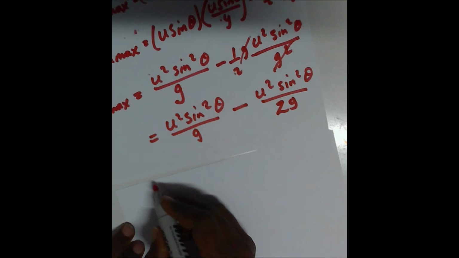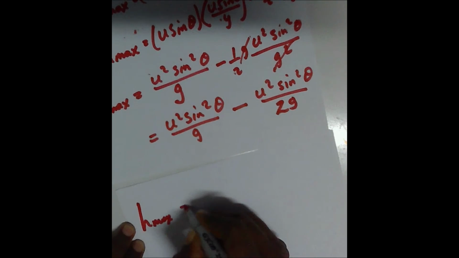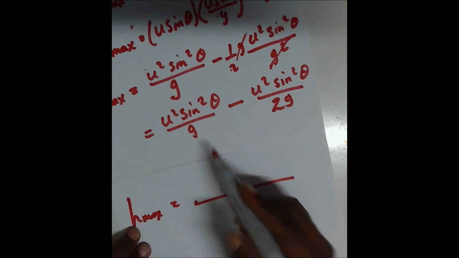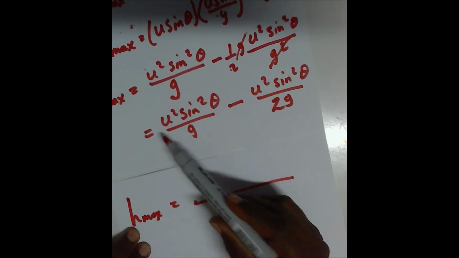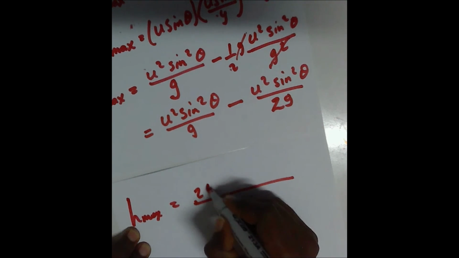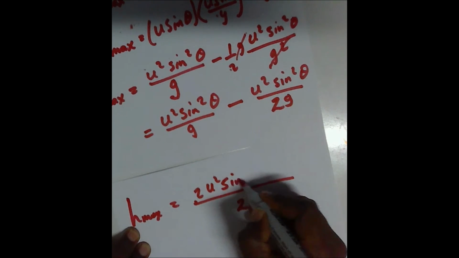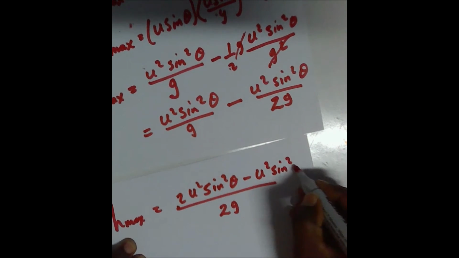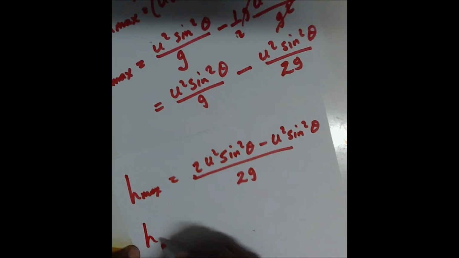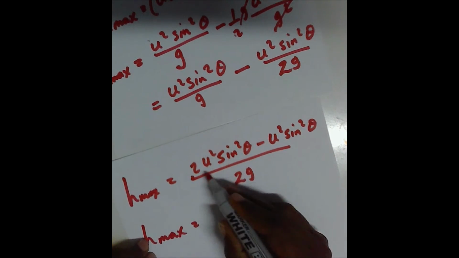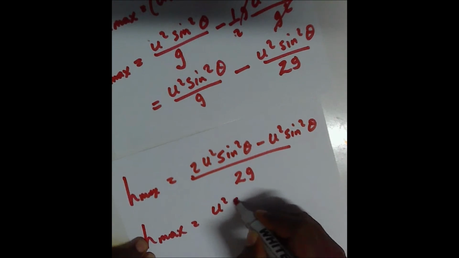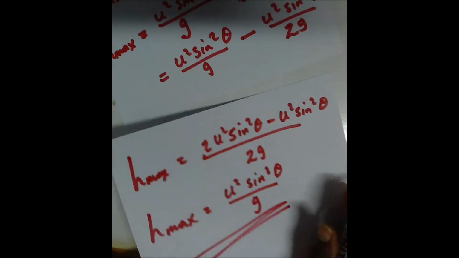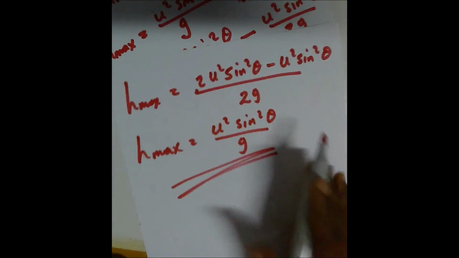Now for h max we have a common denominator of 2 times the acceleration due to gravity. We have 2 multiplied by this one, 2 u square sine square theta, minus this one, u square sine square theta. Subtracting, we have only 1 u square sine square theta over 2 times the acceleration due to gravity. So this is how we get the value of h max.